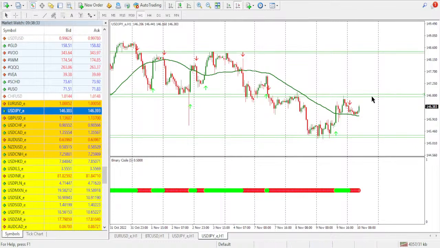So technically, if the price comes up and touches these two lines, these are going to be the best places to look for a sell from. We do expect the sellers to push us back downwards up to this level here.